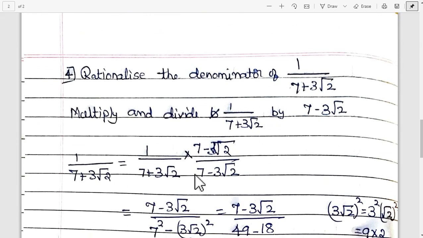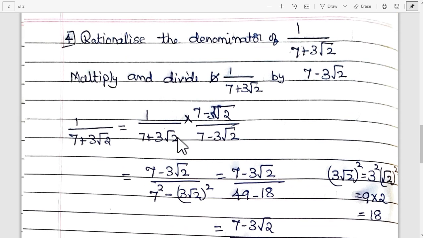Fourth example sum, rationalize the denominator of 1 by 7 plus 3 root 2. Now we have to multiply and divide by 7 minus 3 root 2. So the numbers are the same but the sign is opposite. So 1 by 7 plus 3 root 2 into 7 minus 3 root 2 divided by 7 minus 3 root 2. 1 into anything is the same, the number remains.